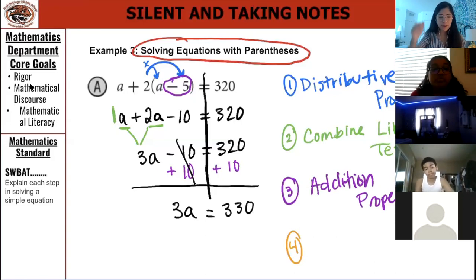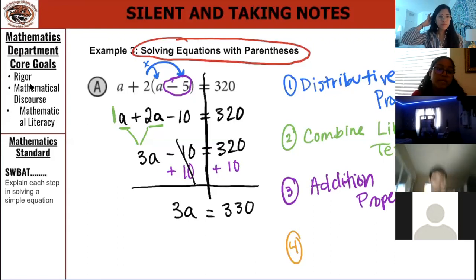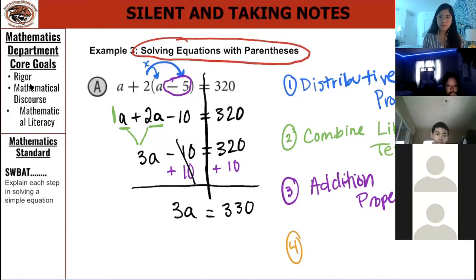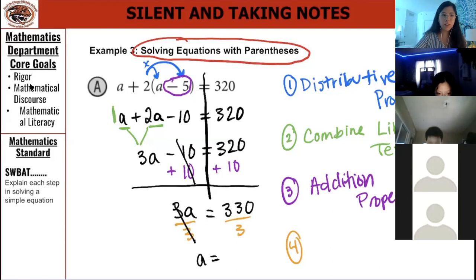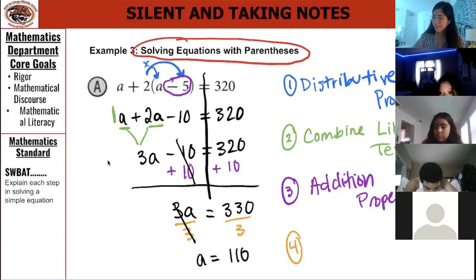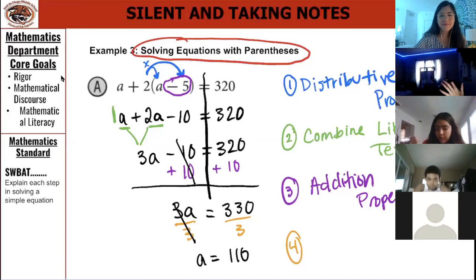And my final step? Divide by 3. Divide by 3, exactly. And 330 divided by 3 will leave me with? 110. 110. Very good. Miss, I got it wrong. What happened? I forgot to divide. Okay, there you go. But you learned from your mistake, right? That's what matters.